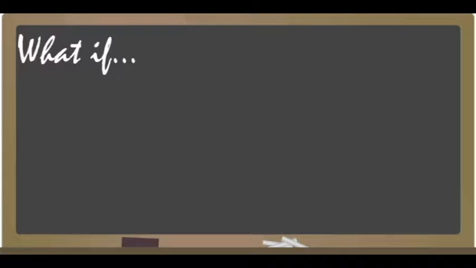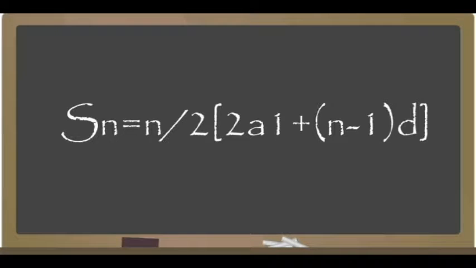What if you are given a sequence that doesn't have a last term given? In this case, we use another formula which is n over 2 times 2 times a sub 1 plus n minus 1 times d. Let's try it with this sequence.